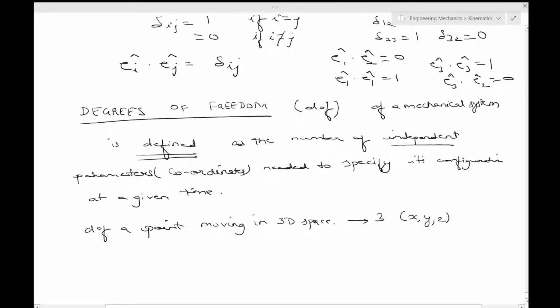So the degree of freedom of a point moving in 3D space is 3 because it can be specified independently. It has to be independent parameters. I have underlined this already. Degree of freedom of a point constrained to move on a given surface is 2.